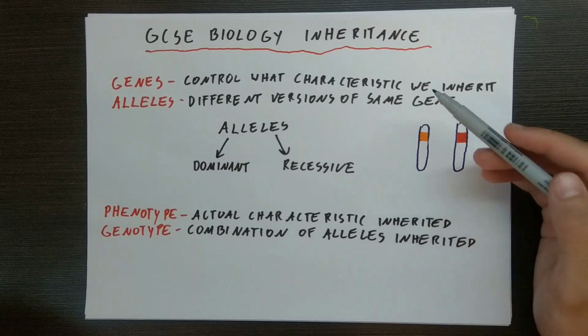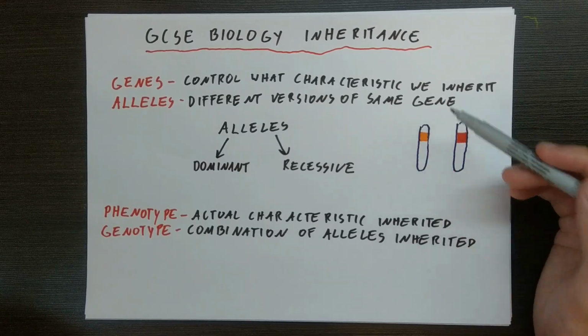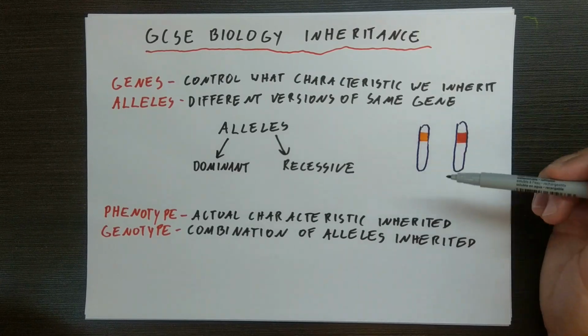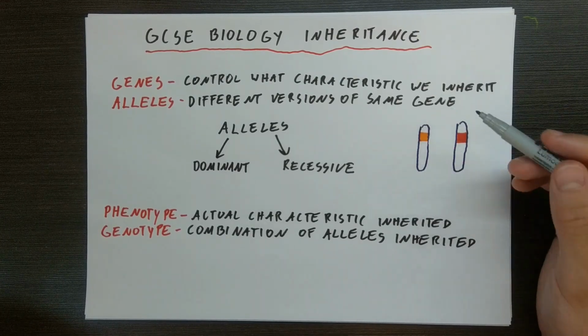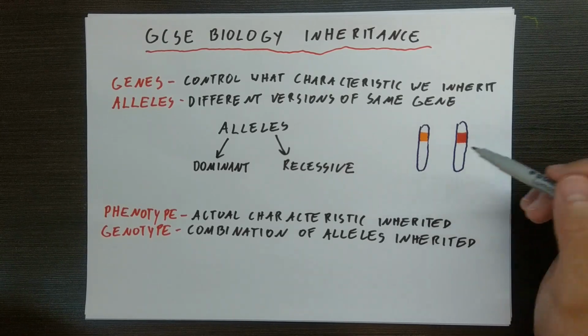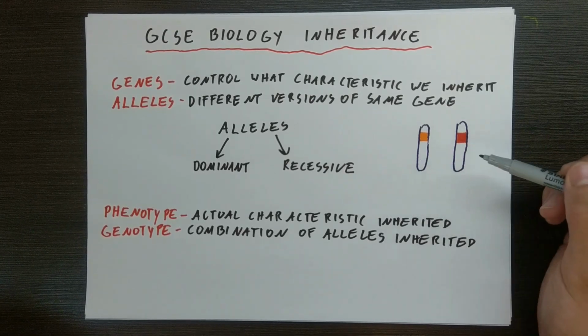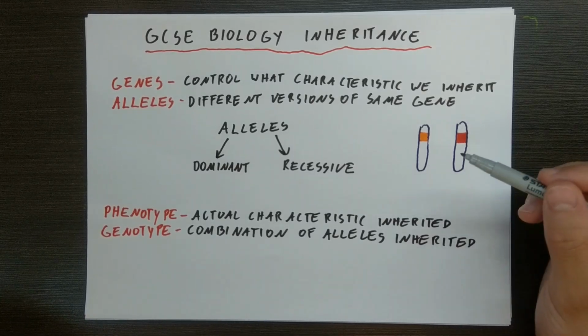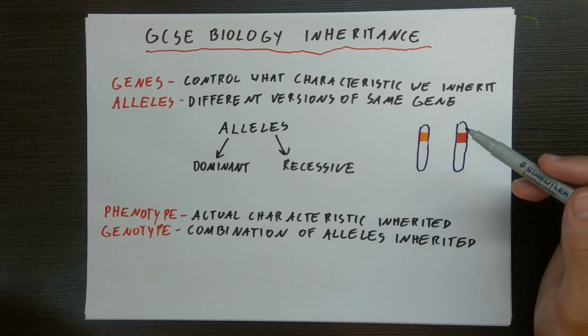Now, an important thing to consider is that we get two alleles. We inherit for each characteristic, for each gene, two alleles. We inherit one allele from a father, and we inherit one allele from mother. And then, based on the alleles that we inherit, they will come together and they will actually decide what characteristic we inherit at the end of the day.